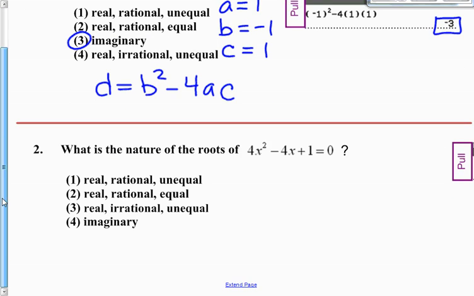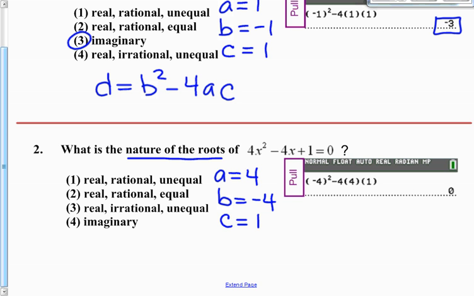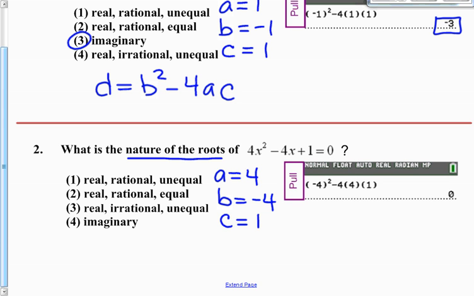Question 2 is asking us the same thing, nature of the roots. Now if I take a look at this quadratic, I have an a value of 4, a b value of negative 4, and a c value of positive 1. Again, if I type those values into the calculator and use b squared minus 4ac, in this case I get a value of 0. When my discriminant is equal to 0, my roots are going to be real, rational, and equal.